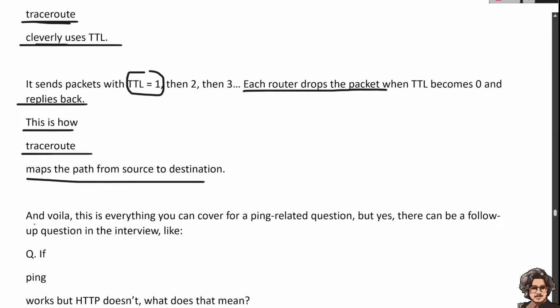Okay. And voila, that is everything you can cover in a ping related question.